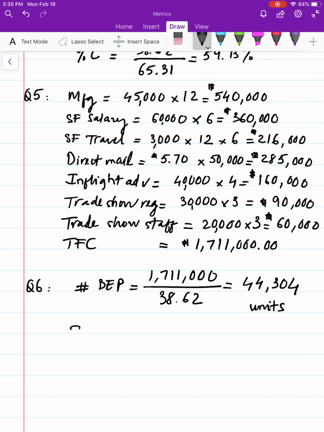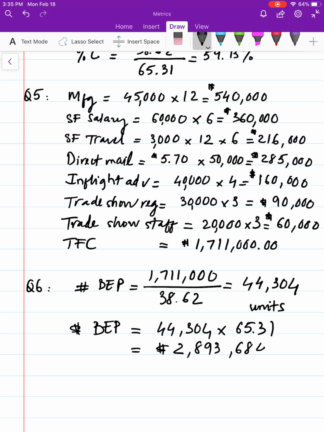Okay, the dollar break-even point equal to the number of break-even point units times the unit selling price, and that equals 2 million and some change.